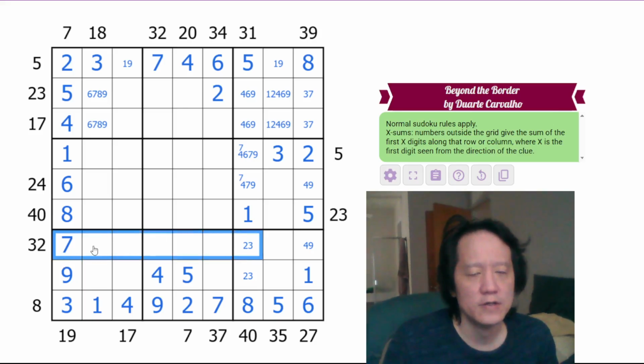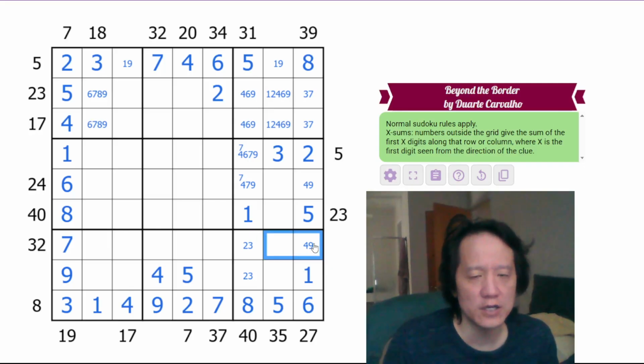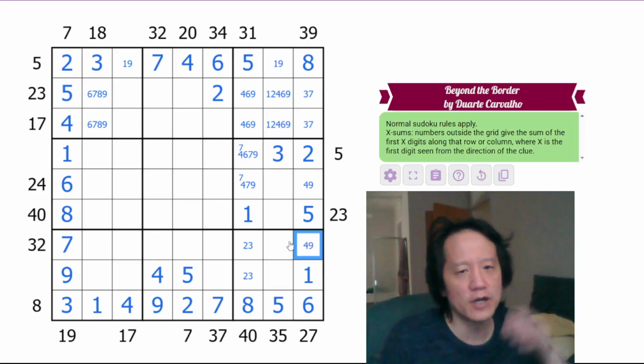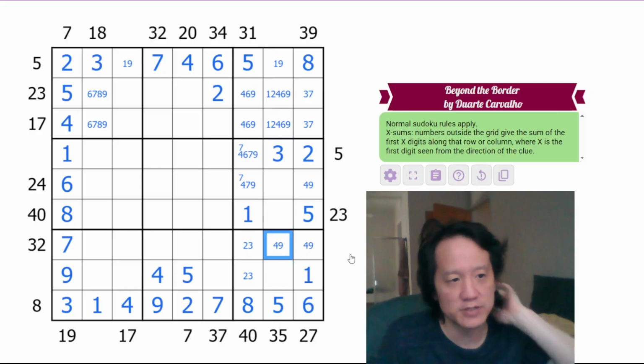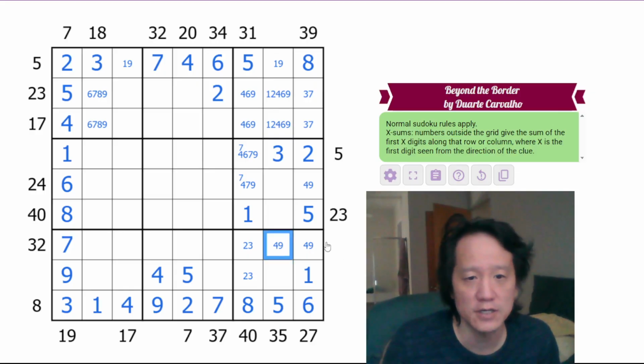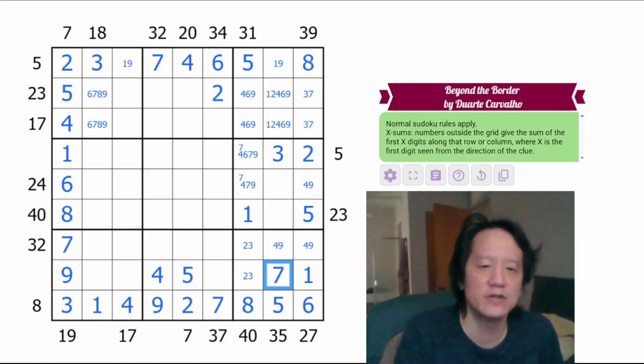7. So the first 7 digits here again add up to 32, which means these 2 digits must add up to 45 minus 32, which is 13. And we have a 4 and 9 here, which induces this to be a 4 or 9 here, because there's no other possibility, right, to add up to 13 with 4 or 9. It's just 4 or 9. Therefore, we have a 4, 9, 4, 9 pair, which eliminates 4 and 9 in the rest of the box. So this is 7.